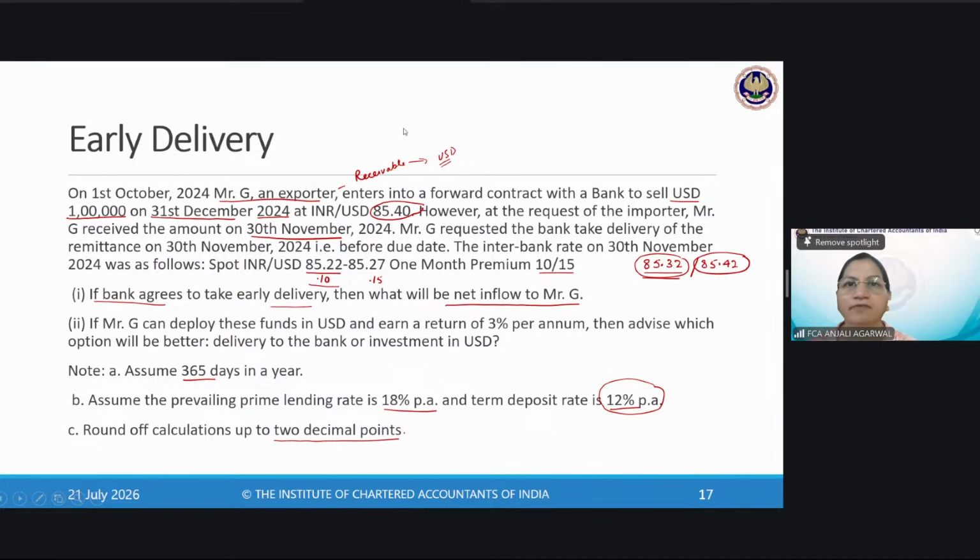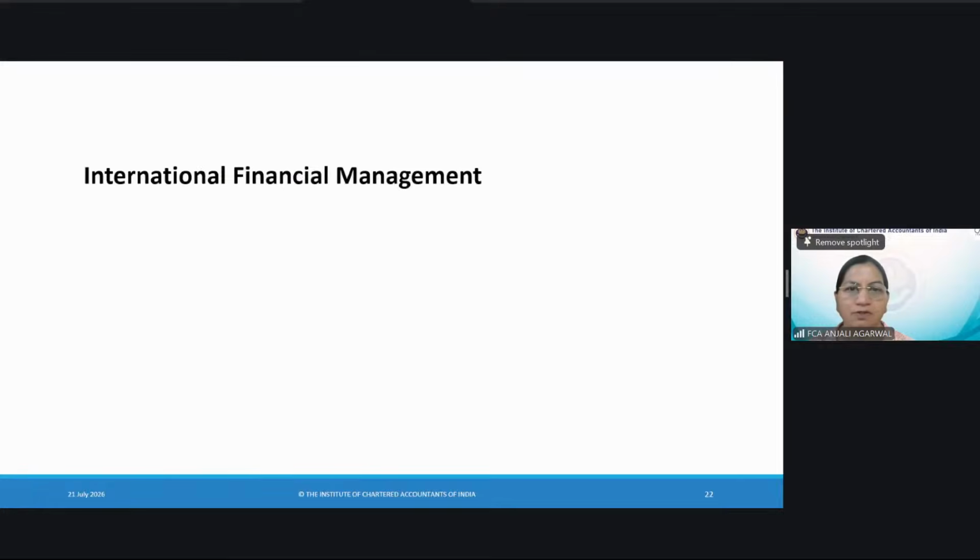Okay. Then we can take a 5 to 10 minutes pause, and then we start with the international financial market. Okay. A short break of 10 minutes, and then we'll start with the international financial management.